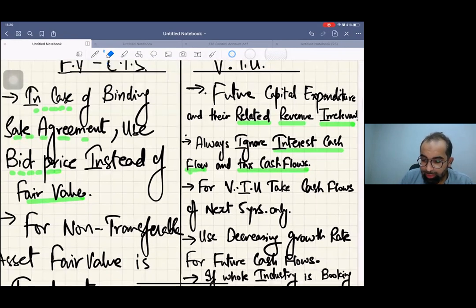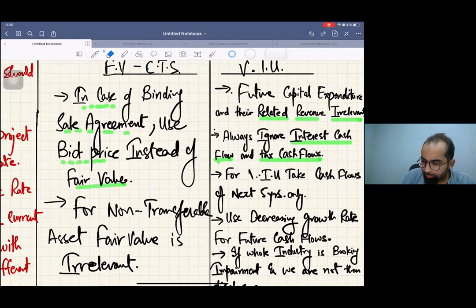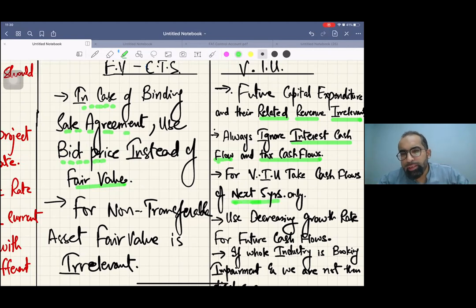Next thing, very important. For VIU, take cash flows of next 5 years only. This is a very special instruction. Just think over it practically. Just look at your surroundings. Can you calculate the next 2 years cash flows for your business? No, it's a time of high uncertainty. It's very difficult to see the future.